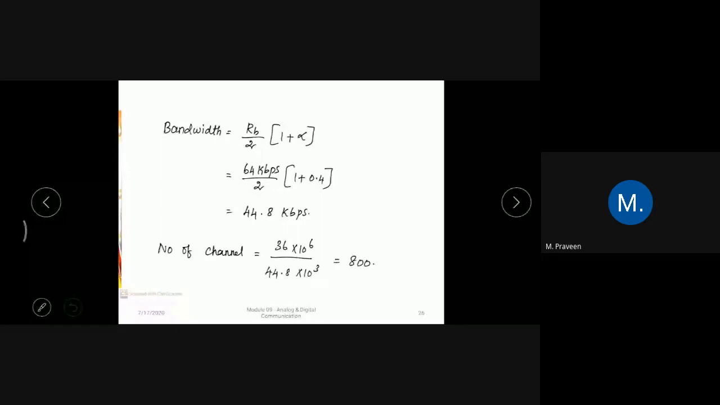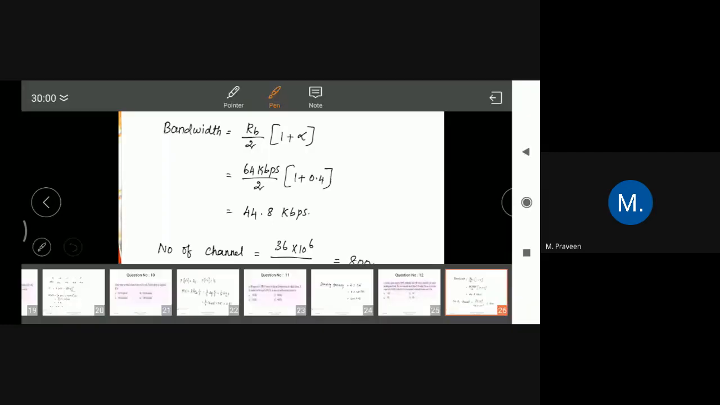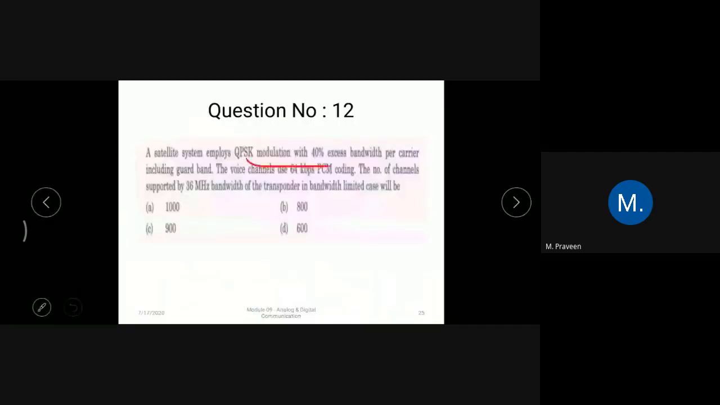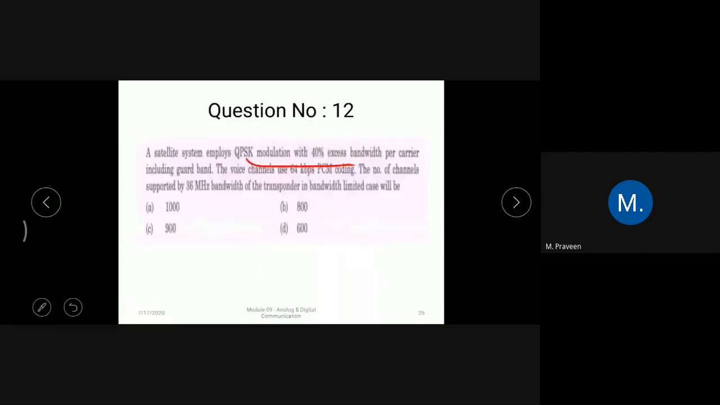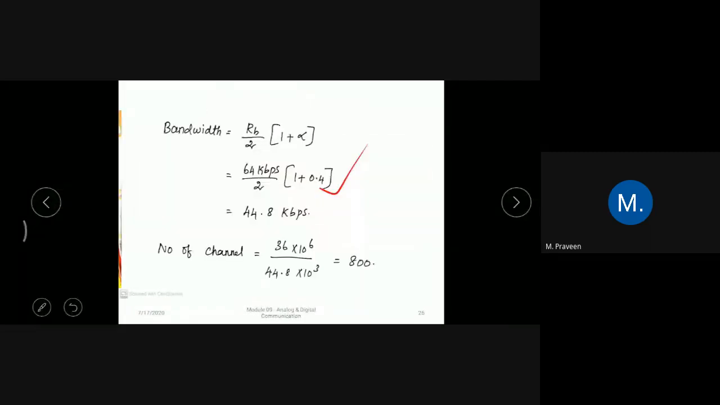RB by 2 into 1 plus alpha. Here the alpha is nothing but the 40 percentage they mentioned. So 40 by 100 is 0.4. So I have taken alpha as 0.4, and RB, the bit rate for the input voice, they mention is 64 kbps. Substituting that 64 kbps and solving this numerical, I am getting the answer: for a single channel, the bandwidth is 44.8 kbps.